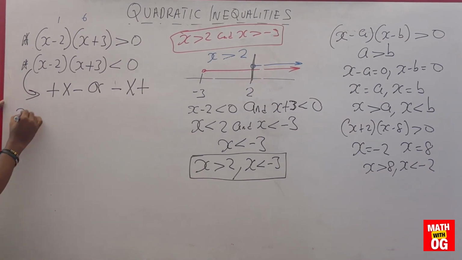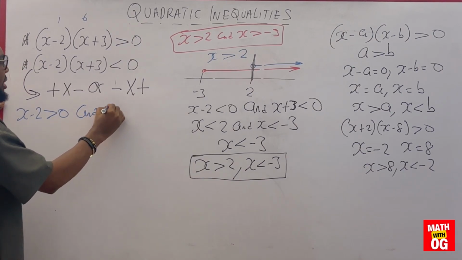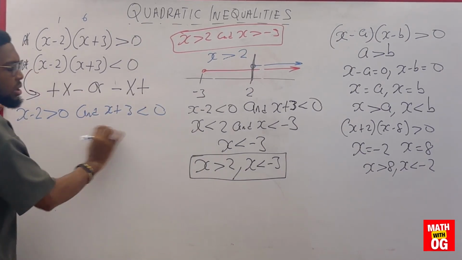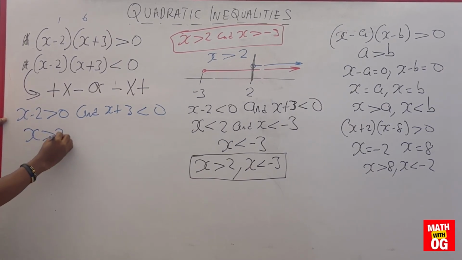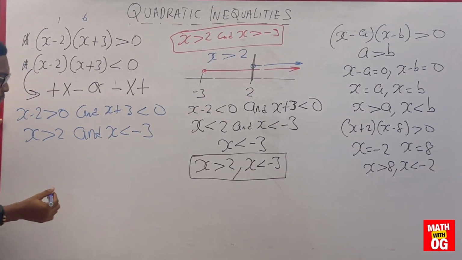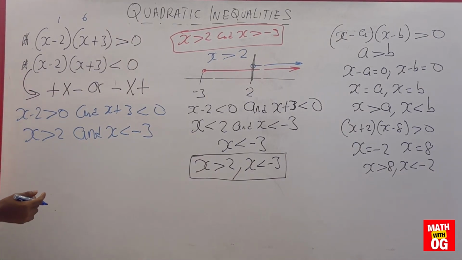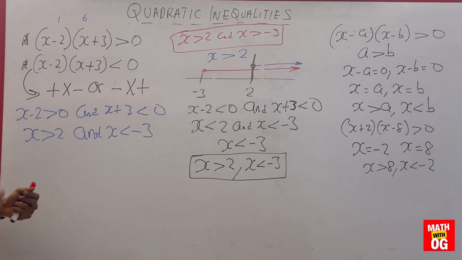Now positive, negative. Positive, negative. So I can write it is either x minus 2 is greater than 0 and x plus 3 is less than 0. So this is one of the solutions. The second solution is that this guy will be less than 0 and this guy will be greater than 0. Now for this, x minus 2 greater than 0 will give us x is greater than 2 and this is x is less than negative 3. Now, for what range of values of x will you have values greater than 2 and also less than minus 3?